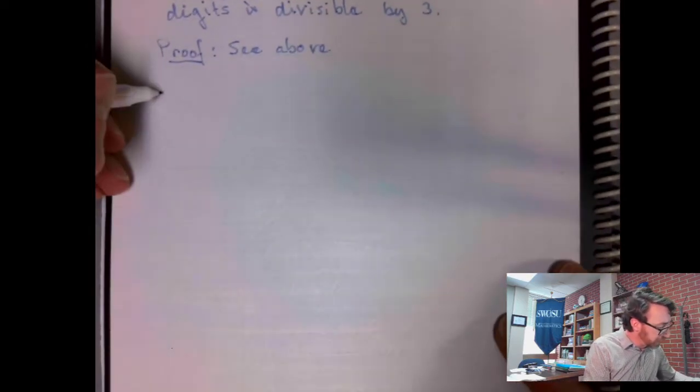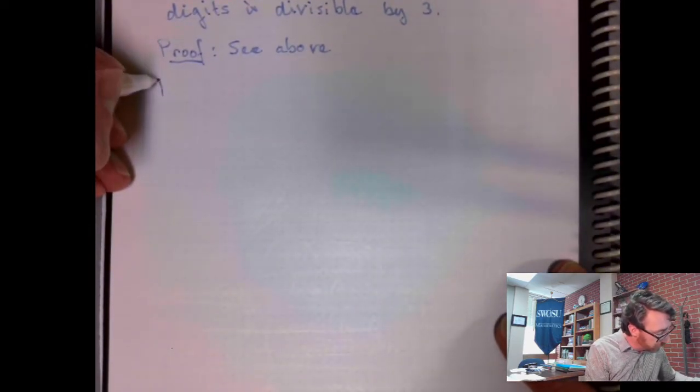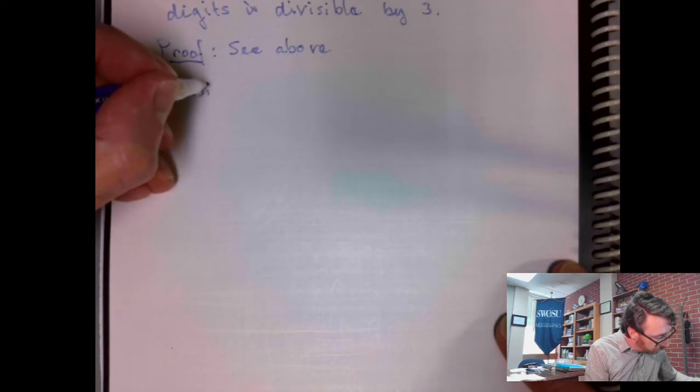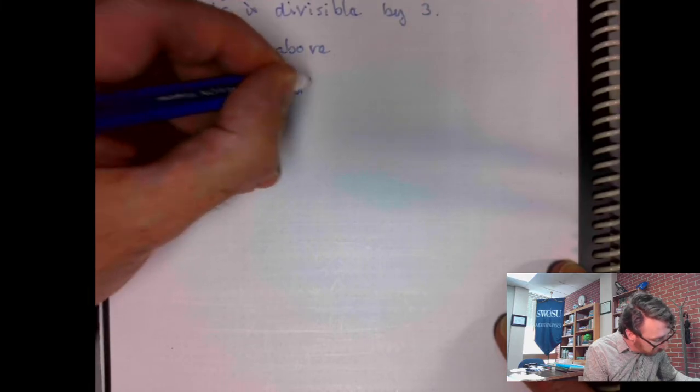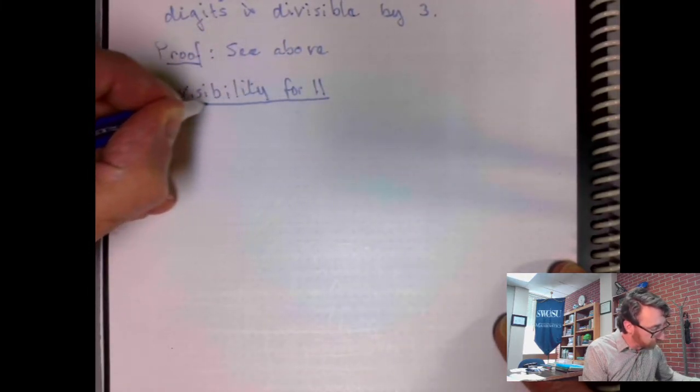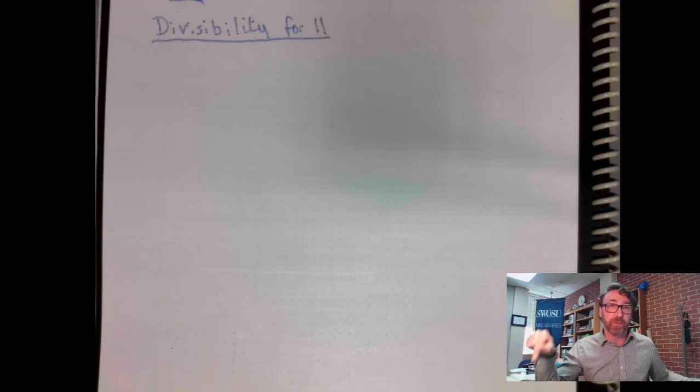Now, the divisibility test for 11 is a little different. Okay, so we have two tests that work the exact same way. You want to test if your number is divisible by 9, add up all the digits. Check that sum. Is that sum divisible by 9? If so, your number is. You want to check whether your number is divisible by 3, add up the digits. Look at that sum. Is it divisible by 3?